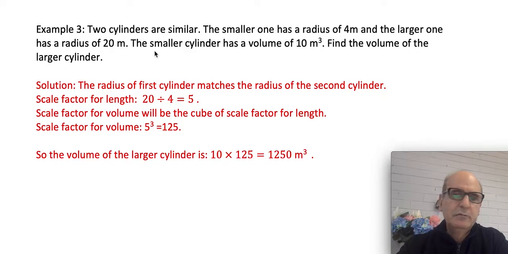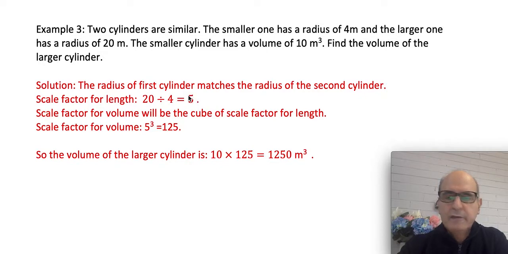So we need to compare them. In other words, we need to divide the larger one by the smaller one to get the scale factor for radius or length. Remember, radius is length. So 20 was for the larger one and 4 meter was for the smaller one. So 20 divided by 4 is 5. 5 is the scale factor for length, as we said.